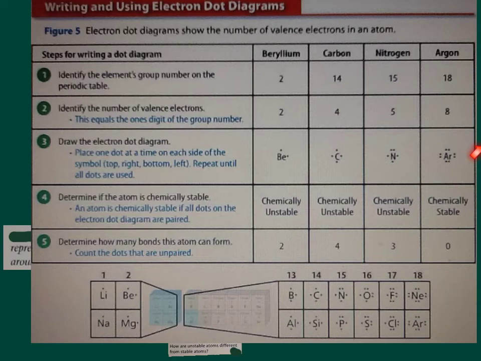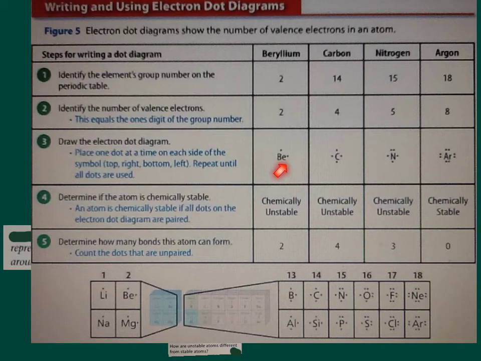Atoms of hydrogen and helium have only one energy level. These atoms are chemically stable with 2 valence electrons. So as you look at this diagram, I want you to make sure that you see that each symbol has 4 sides. They have a left side, a right side, an up, and a down. So you're looking at these symbols as 4 sides.